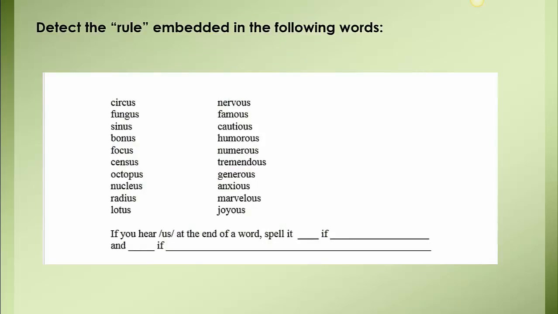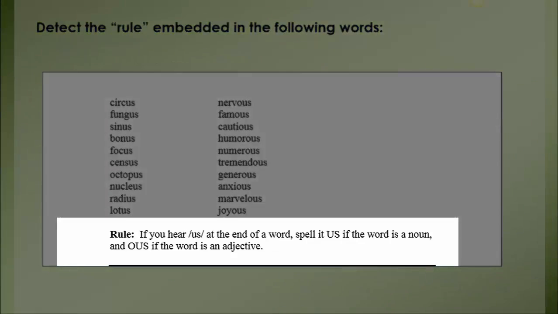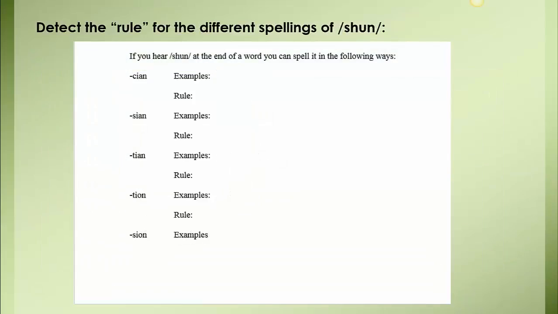Working by yourself, or even better with a partner, see if you can detect the rule embedded in the following words. You can pause the video to take some time, or if you are with a partner, work together. And now try another one. Again, you can pause the video if you need the time.